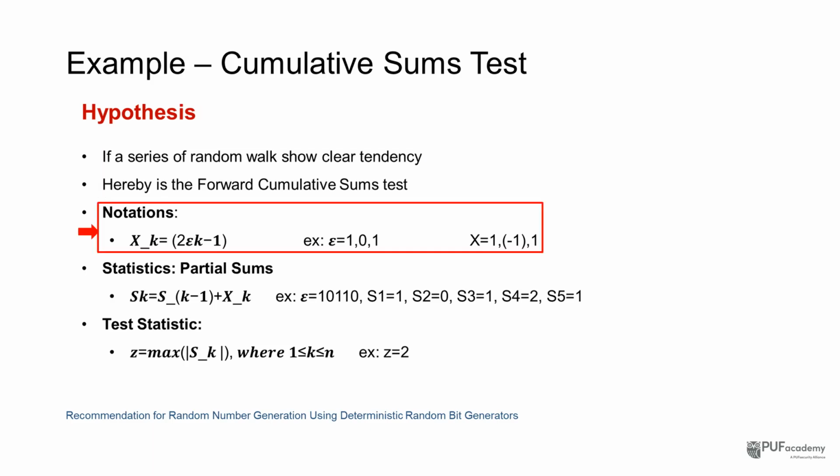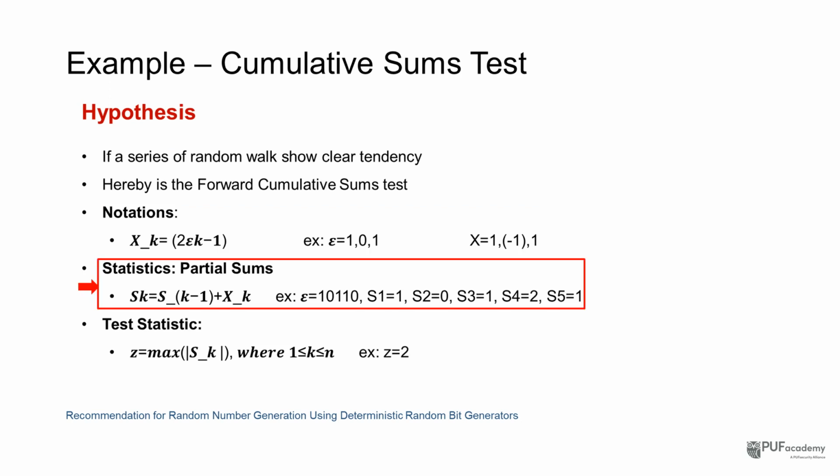To perform this, we first establish some notations. We convert the binary input, the zeros and ones, into a new variable. Let's call it x sub k. We calculate this x sub k by taking 2 times the bit value and subtracting 1. For example, if a bit is 0, x sub k becomes -1. If the bit is 1, x sub k becomes +1.